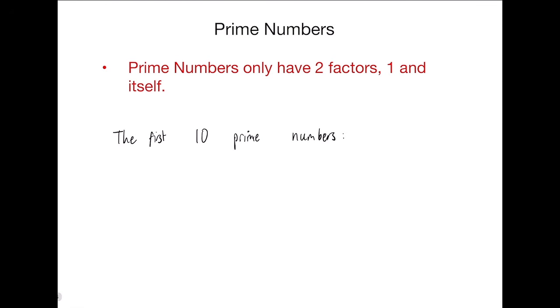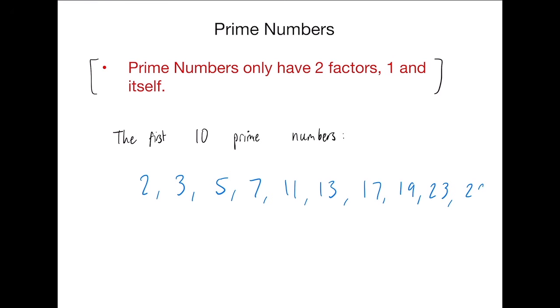Next on our list is the prime numbers. Now here is a little definition of the prime numbers at the top. So prime numbers only have 2 factors, 1 and itself. The first 10 prime numbers, pause this just to try it yourself first. We have 2, 3, 5, 7, 11, 13, 17, 19, 23 and 29.